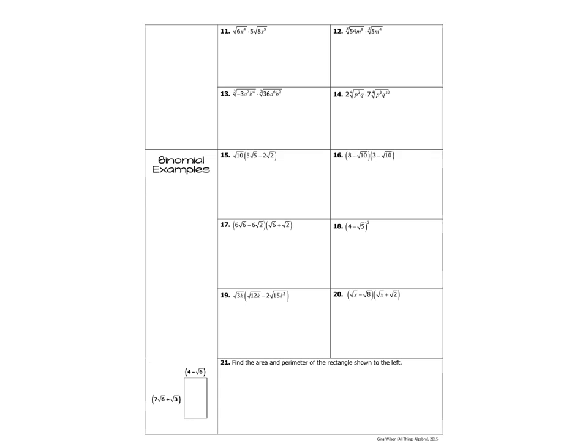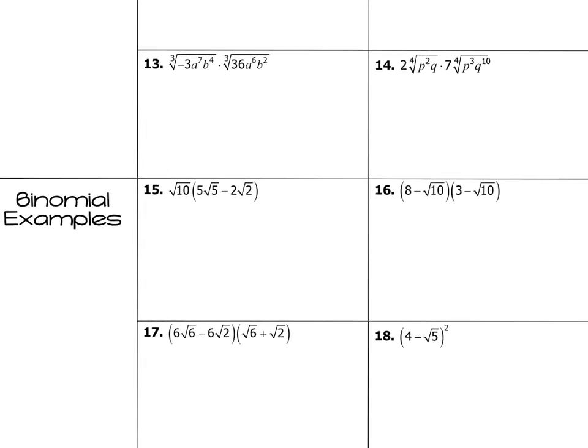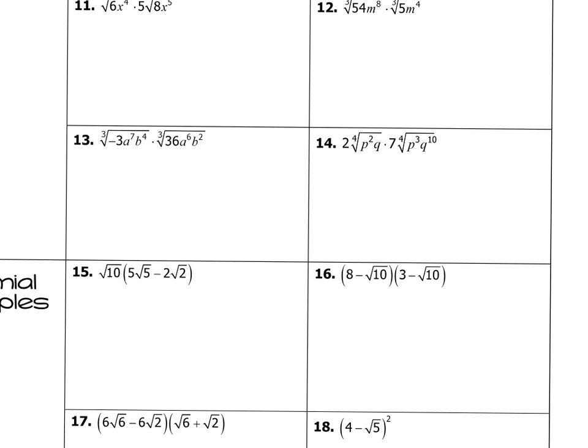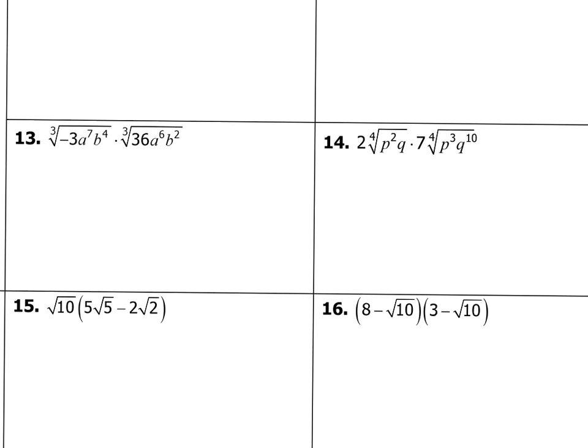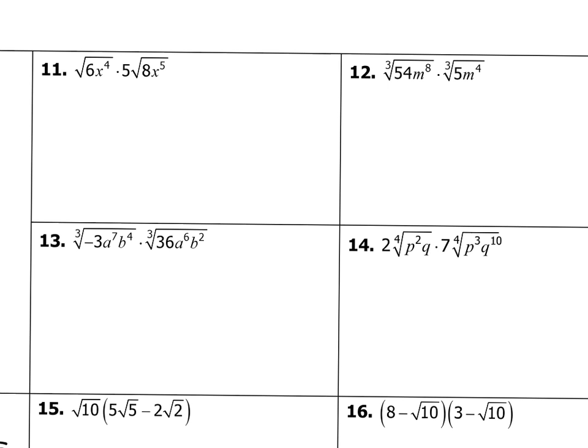All right, so this last page, we have some more monomials to multiply. And then we'll get to some binomials. So again, we're going to multiply coefficient to coefficient. Well, this has a 1 times a 5, so that gives me 5.